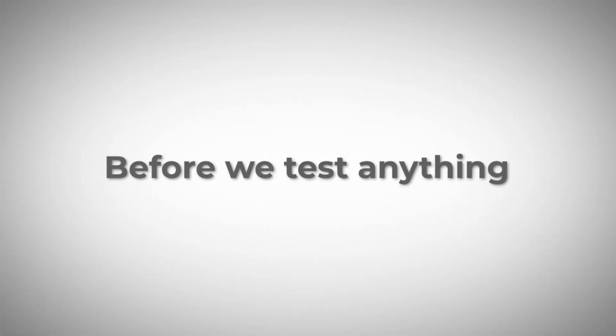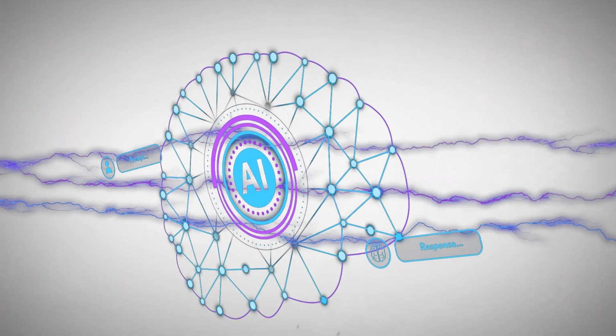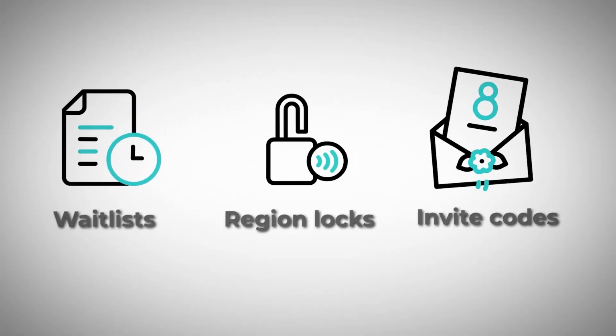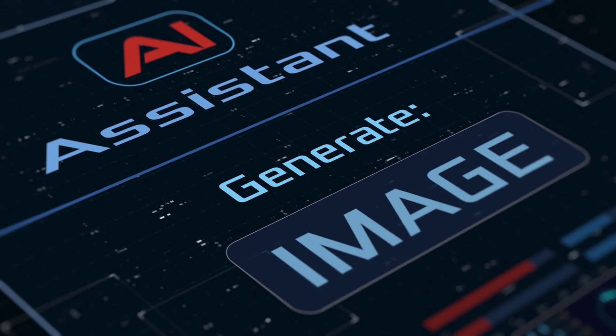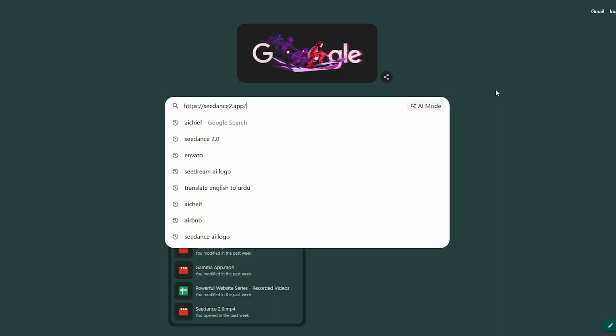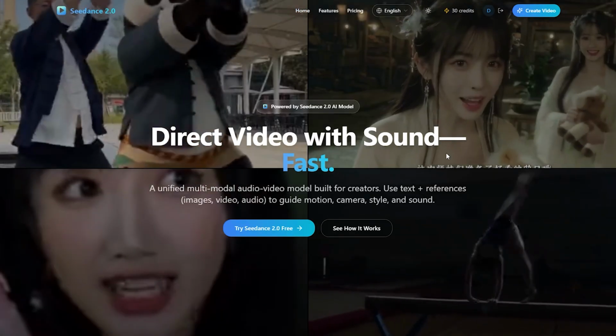But before we test anything, there's one thing most people want to know first. How do you try Seedance right now? And can you use it for free? Because tools this powerful usually come with waitlists, region locks, or invite codes that keep most people out. But this time, we found the easiest way to access it today. Right now, you can try Seedance directly through Seedance 2 app. The link is in the description below.